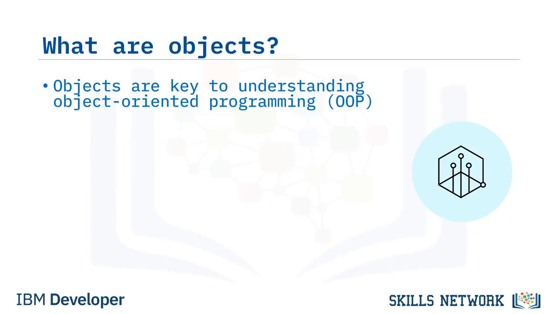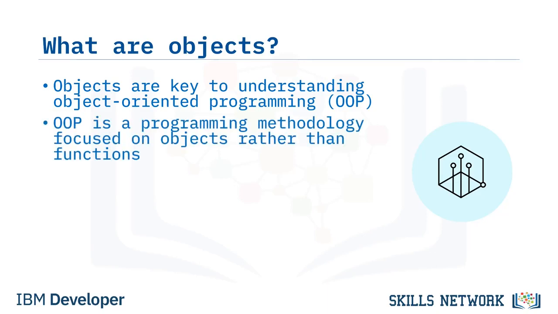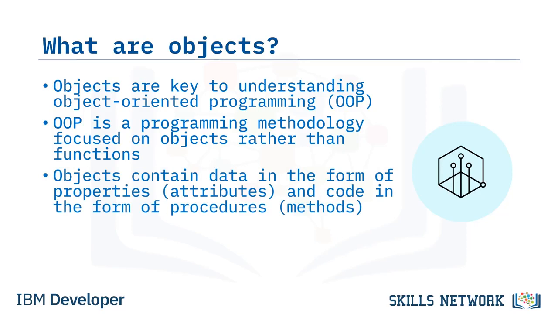Next, let's look at the concept of objects. Understanding what objects are is key to understanding object-oriented programming. Object-oriented programming, or OOP, is a programming methodology that is focused on objects rather than functions, which is what procedure-oriented programming is focused on. The objects themselves will contain data in the form of properties or attributes, and code in the form of procedures or methods.